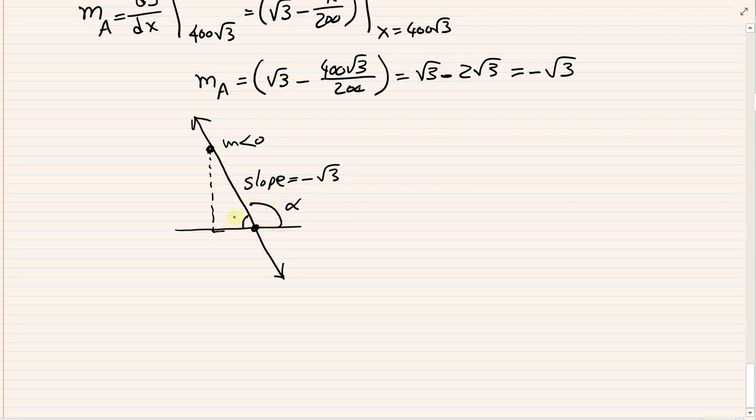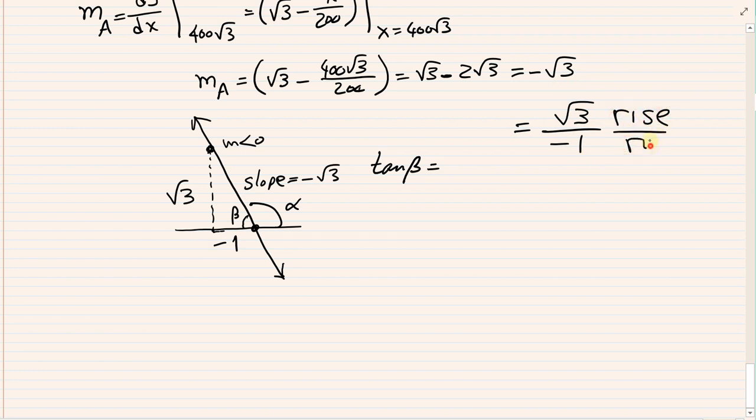Okay, so let's call this angle beta. Tangent of beta is root 3 and negative 1 here, right? I'm rewriting negative root 3 as root 3 over negative 1. So this is the rise and this is the run. My run is negative, so I went from point A to the left. So tangent of beta is root 3 over negative 1. So beta is going to be arctan of root 3 over negative 1.